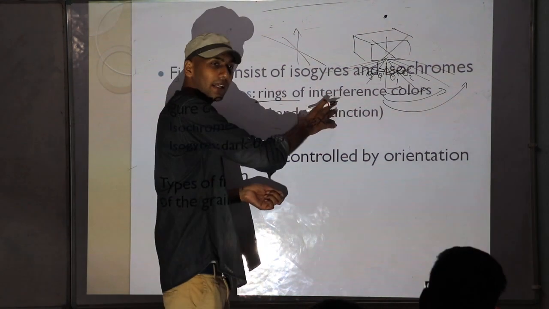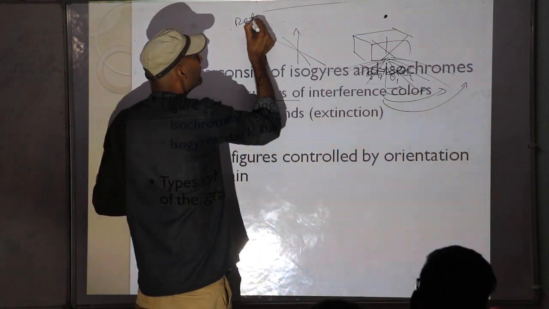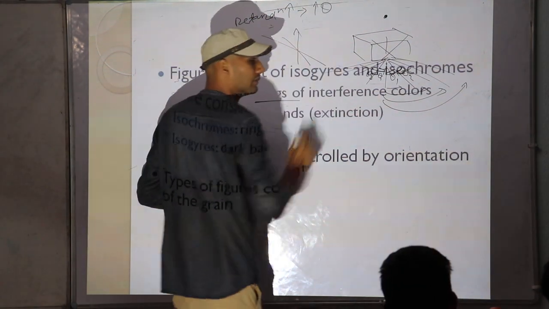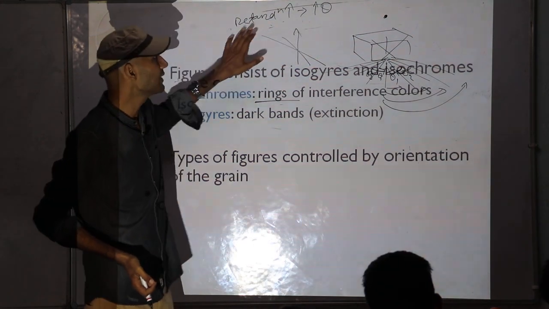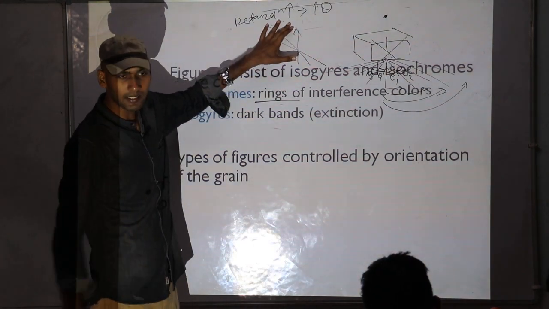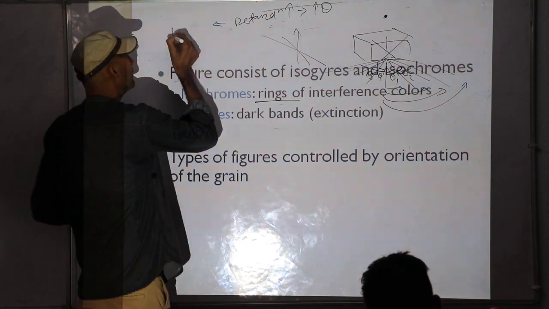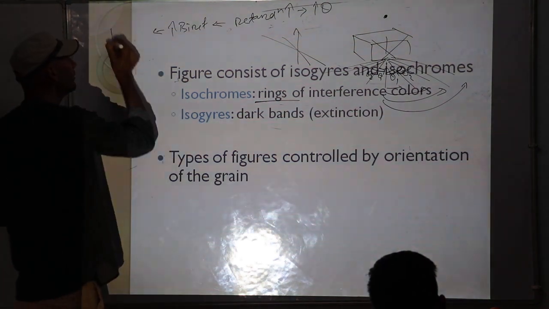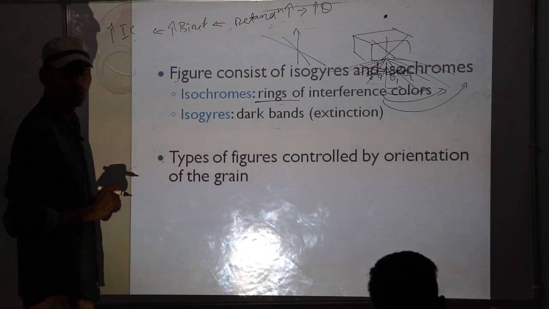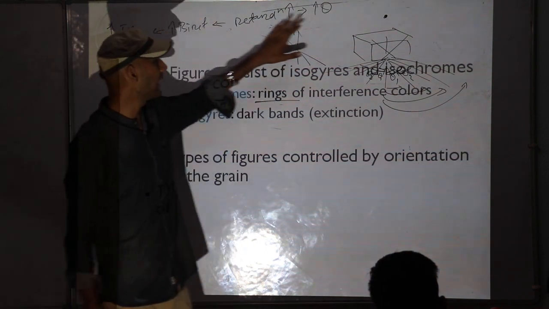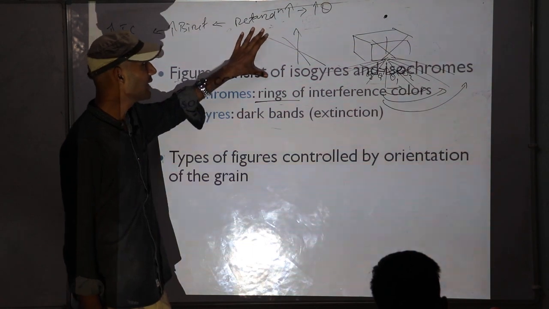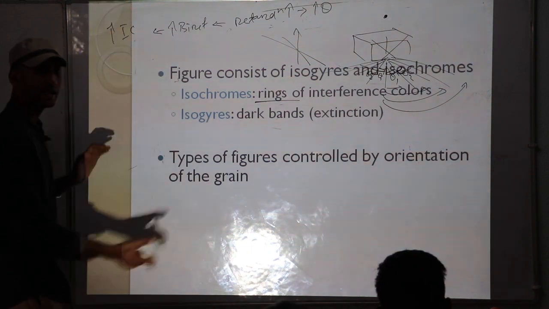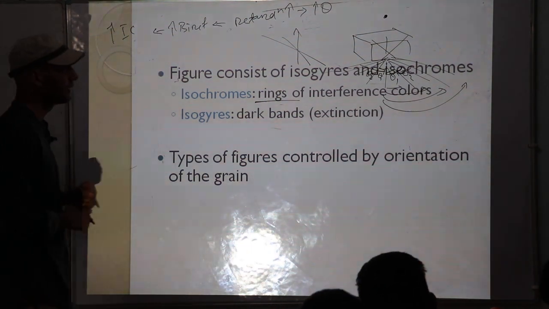So the path difference will increase. The retardation will increase with increase in theta, right? With increase in angle, the retardation will increase, and with increase in retardation, there is increase of interference color. Okay, if theta increases, the ray will pass more distance through the crystal. So the birefringence is higher and the mineral shows higher order interference color.